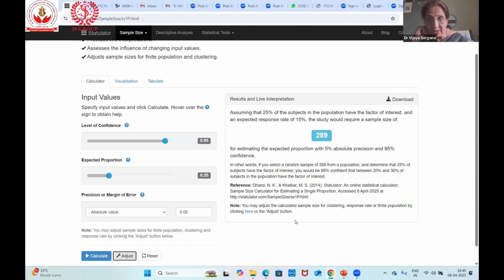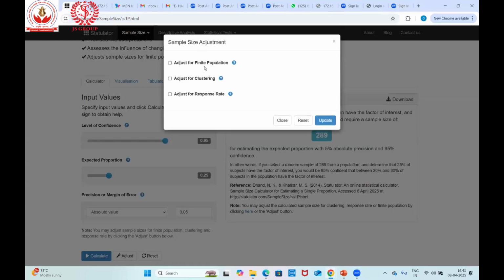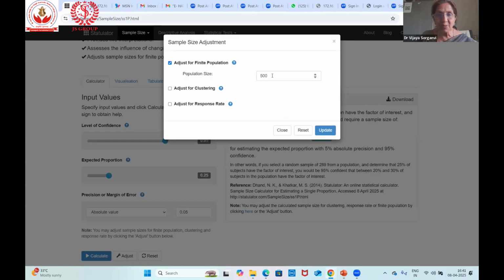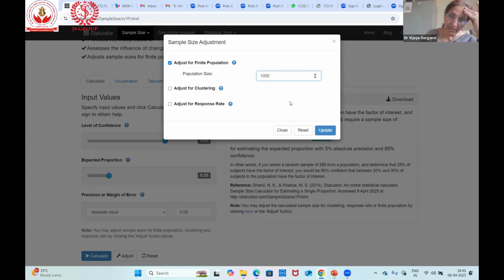Adjustment for finite population. The formula is different, and this calculator cannot be used, no? I have shown it: this adjust option is there. Go there. For a finite population you change the infinite population to, by default, 1,000. The software has to be given one population size, and the calculator takes 1,000. But when you calculate manually, that is for infinite population size only. I have some slides about that also. I will show you. Okay, ma'am.